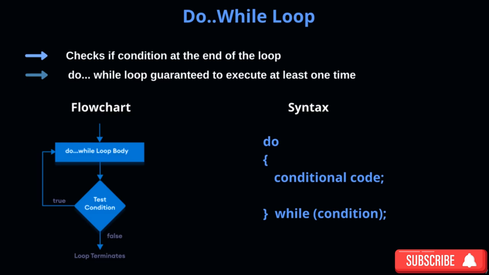As you can see here, it's do, then the conditional code, and after the conditional code, in the while you add the condition, and that must be terminated with a semicolon, which is mandatory. So here is the code block and then a condition. If false, it will get terminated. If true, it will keep on executing. As it is written, a do while loop is guaranteed to execute at least one time, because the condition is checked after the first execution.